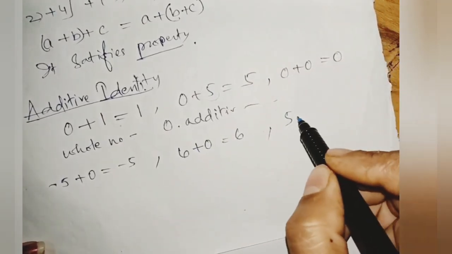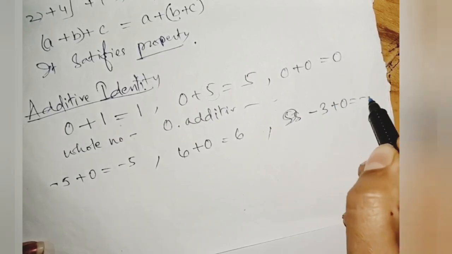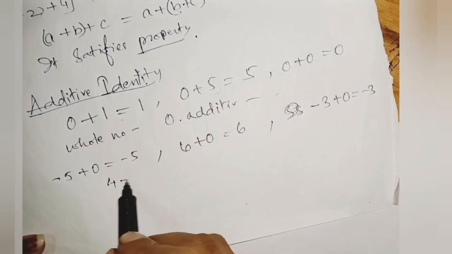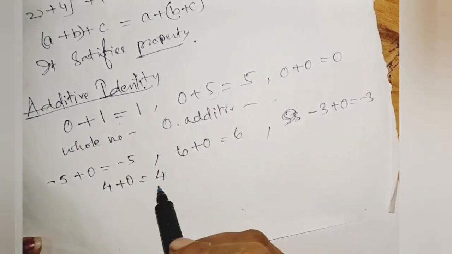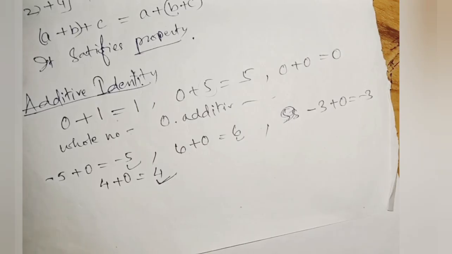Let's take -3. -3 plus 0, what we get? -3. Again 4 plus 0, what we get? 4, right. So the value is not changing, right. That is what is known as additive identity: it doesn't change the value of the integer whatever you take.